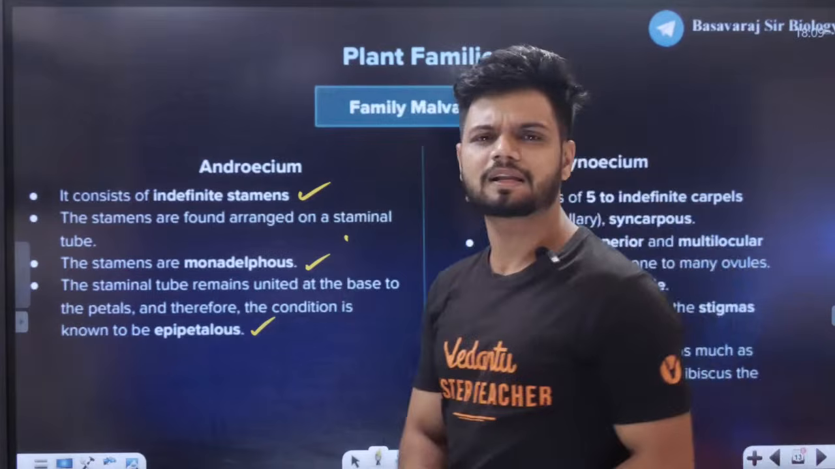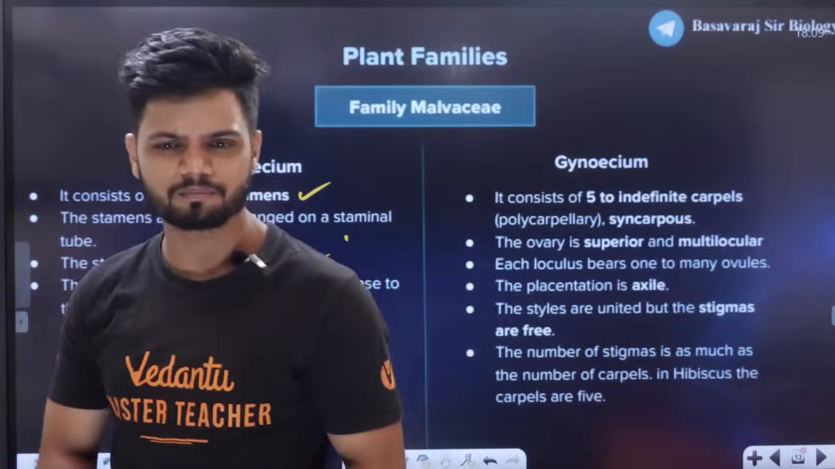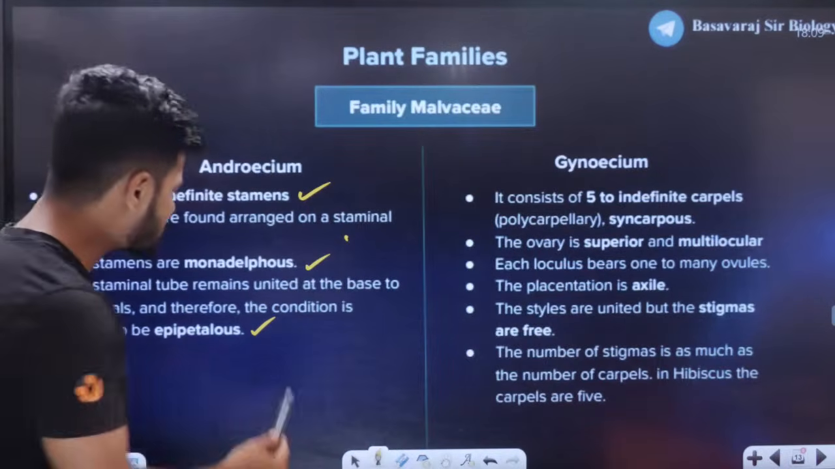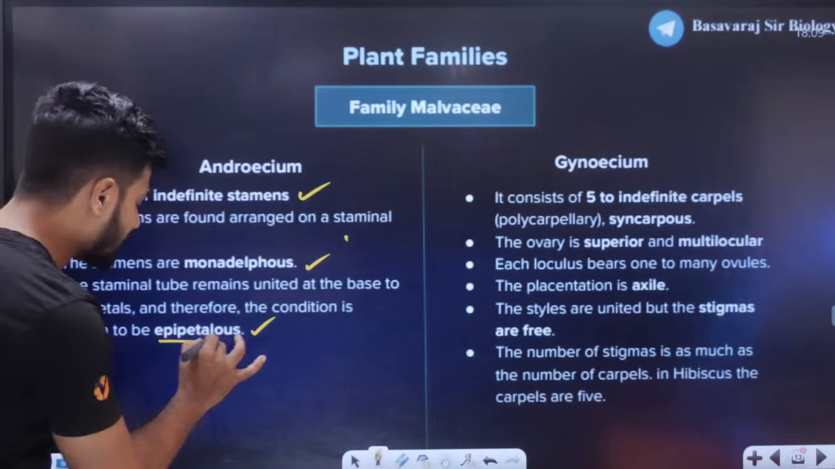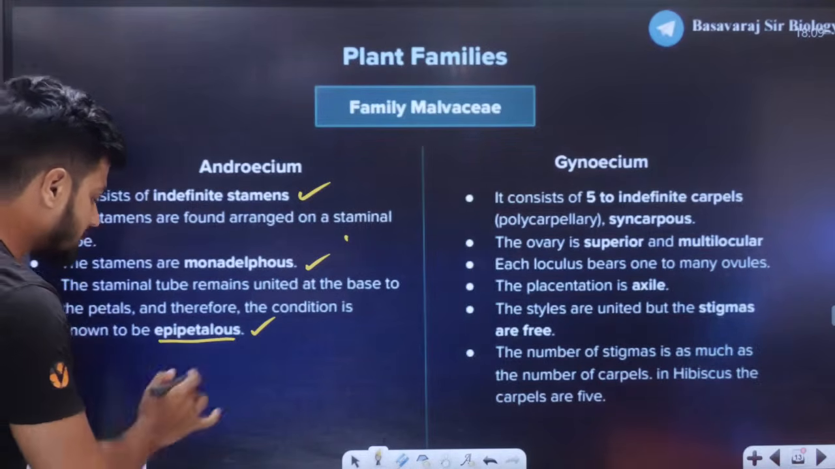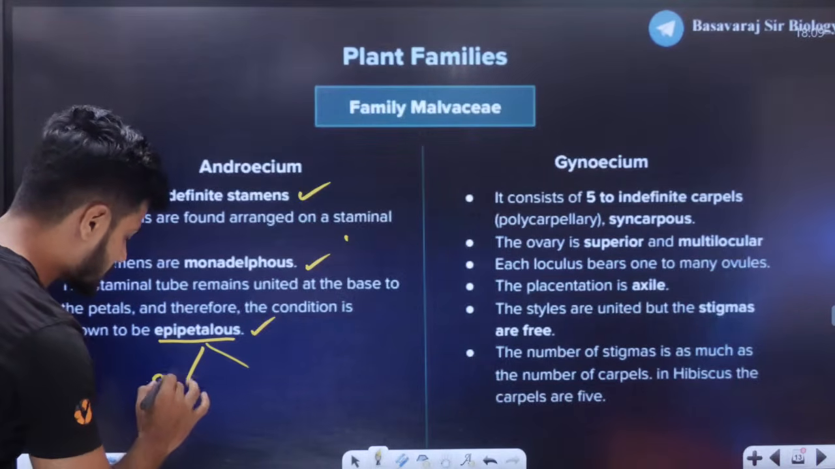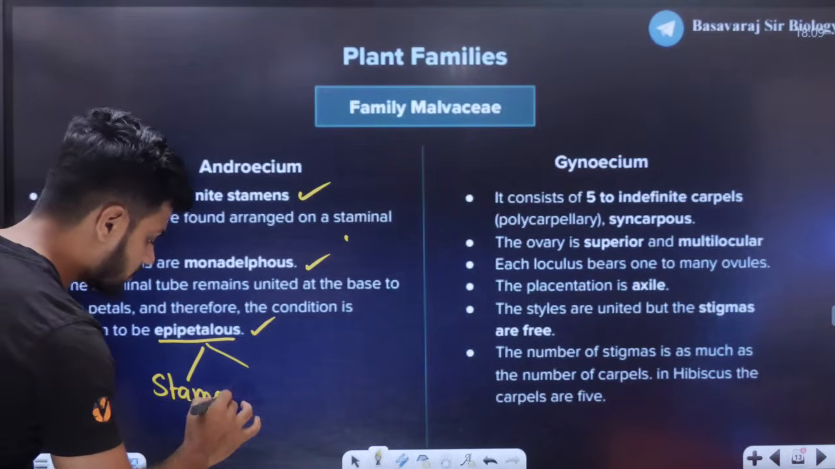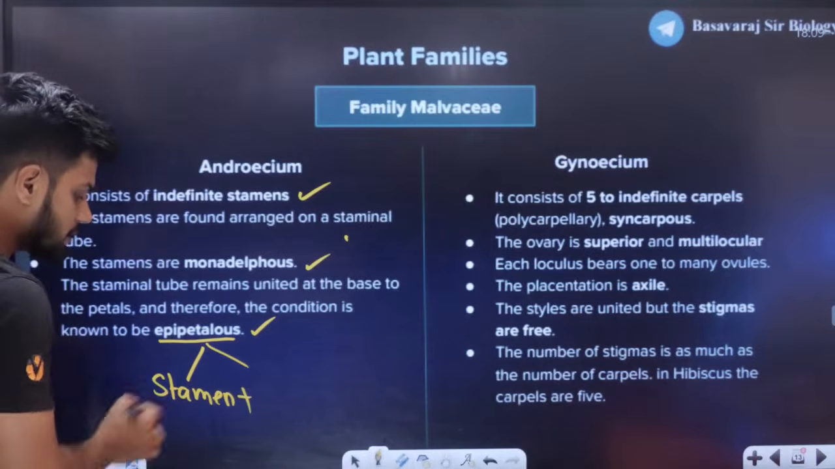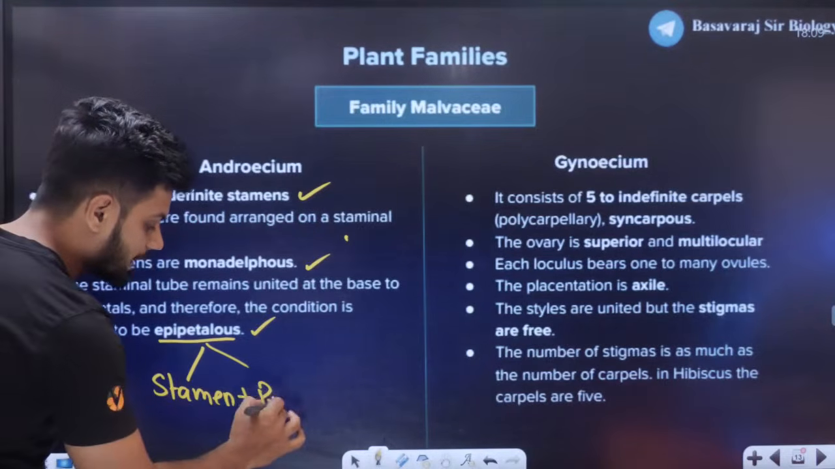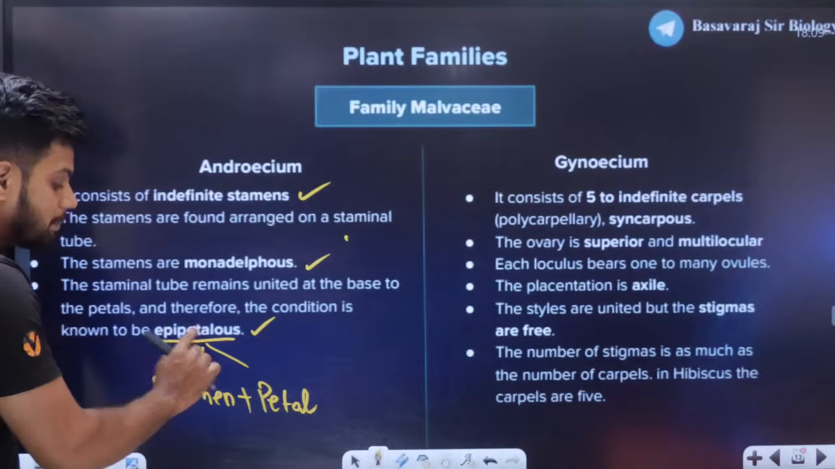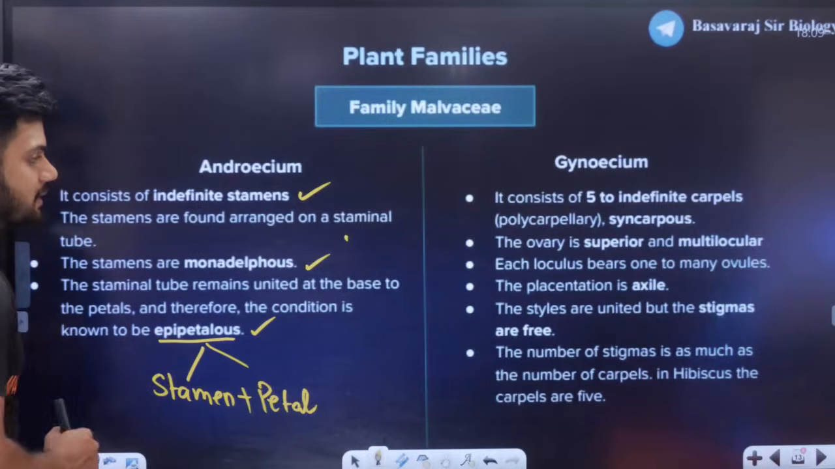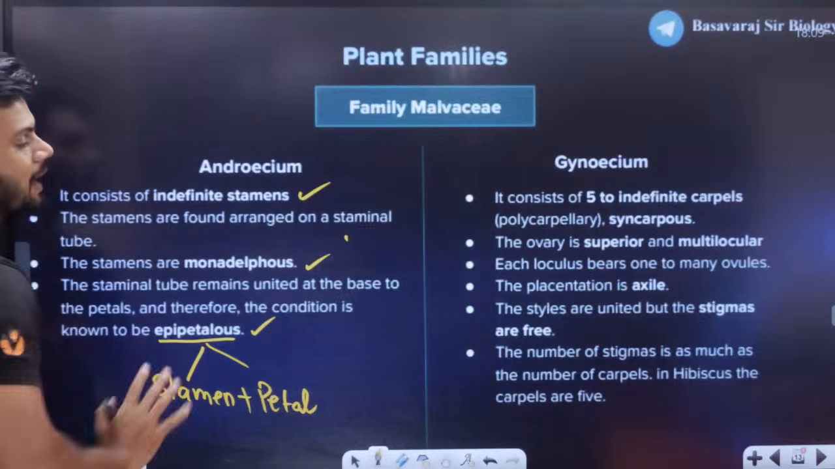Okay. Now, epipetalous condition. What is this epipetalous? New term, huh? New term for all of you. Students, can anyone tell me what is epipetalous condition? In epipetalous condition, what is happening, students? Stamen is fusing with petal. If stamen and petal fuse together, we end up getting epipetalous condition. Epipetalous condition is an example of Malvaceae.